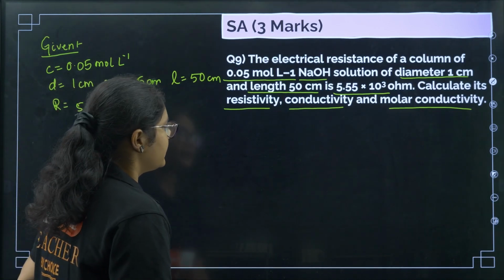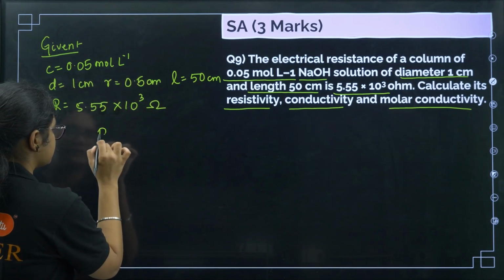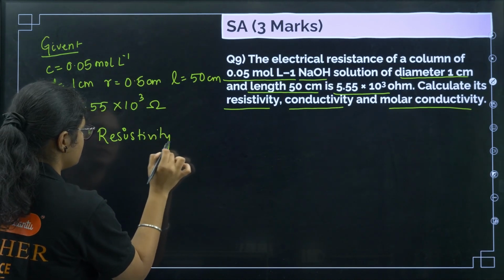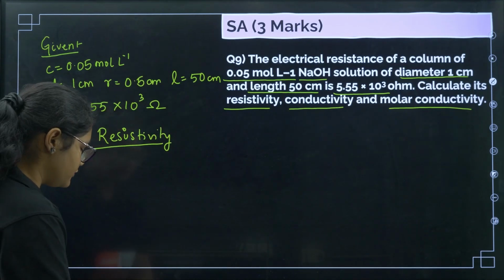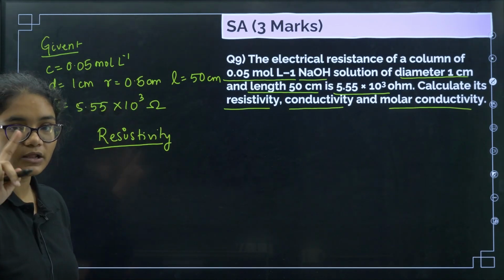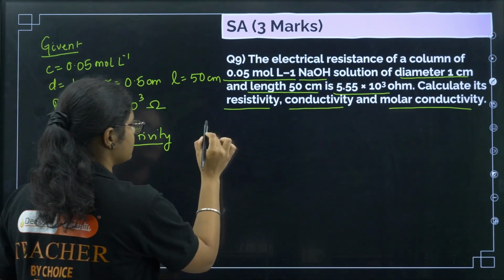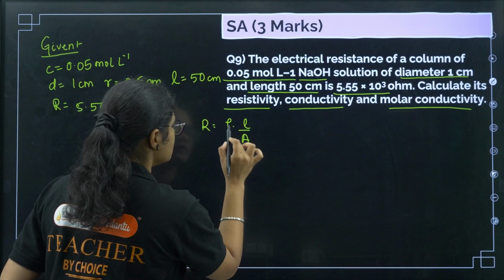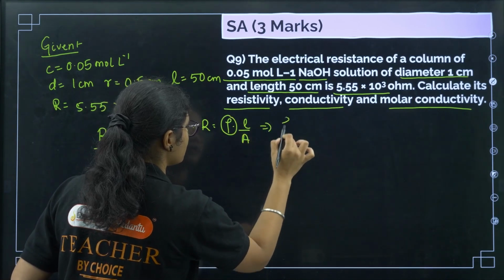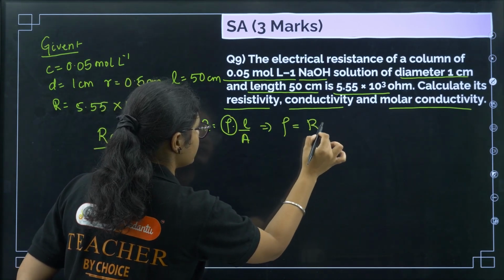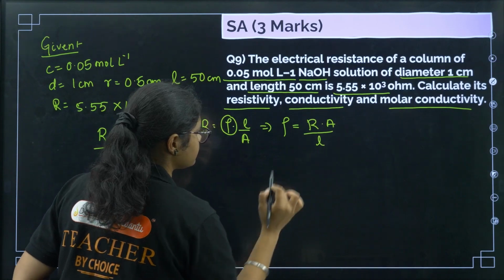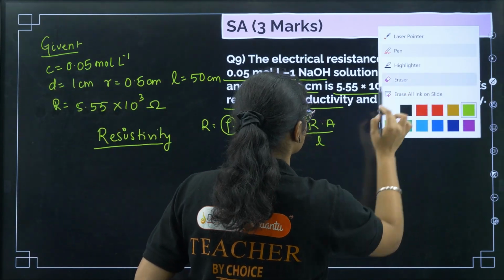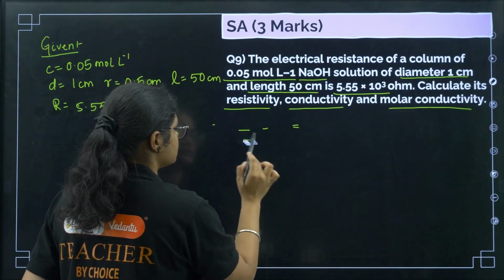Done. Next, the first thing is to calculate resistivity. What is the resistivity formula? We have written the formula R is equal to rho into L by A, so resistivity rho will be R into A by L. So we got resistivity is equal to RA by L. Just substitute that.